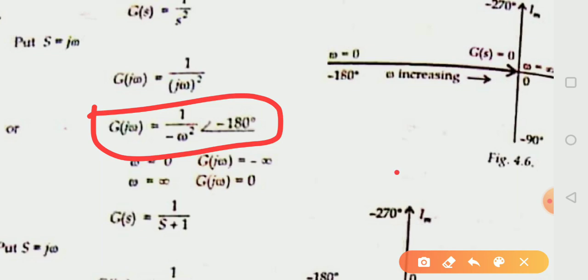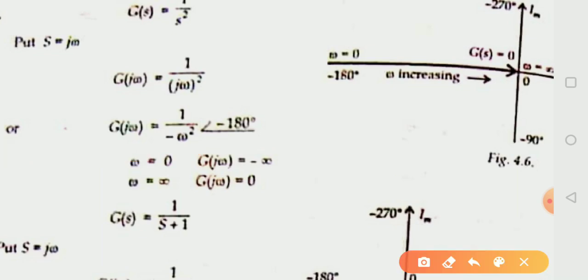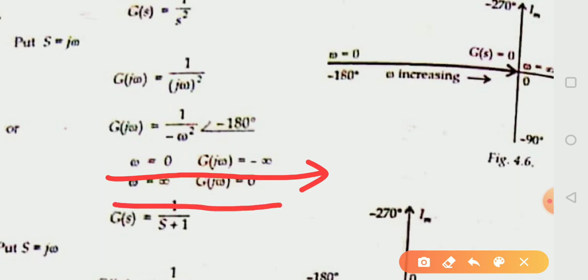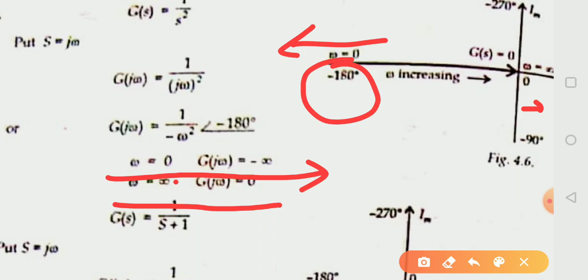Now at omega equal to 0, the magnitude is minus infinity, and as omega tends to infinity the magnitude is 0. So we know here the angle is minus 180 degrees, and at omega equal to 0 the magnitude is minus infinity, which means it lies here on the negative side, and this is the positive side, and this is the negative side. So here the magnitude is minus infinity.